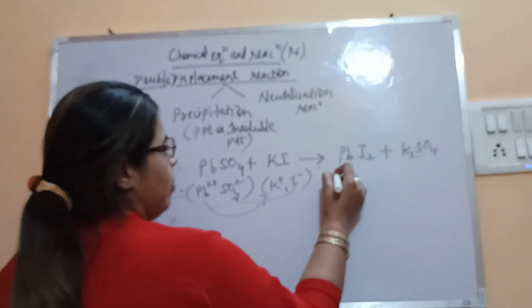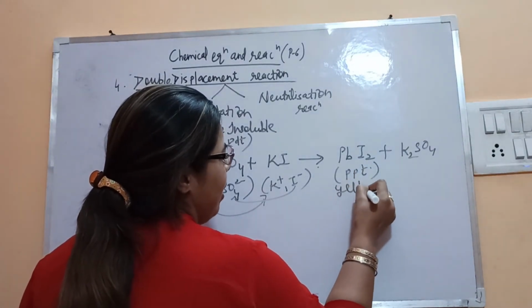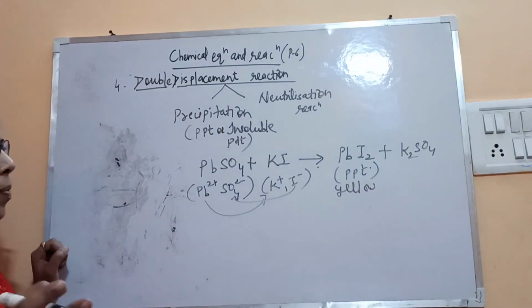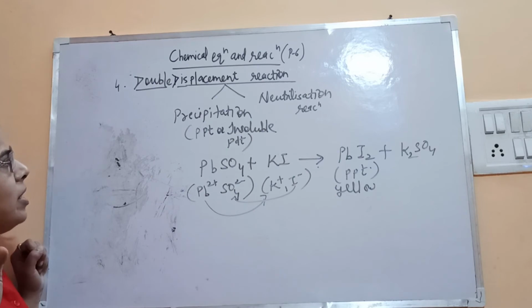So here PbI2 is the precipitate. In this case it is a yellow precipitate. The color, if you don't know, it's not a problem, but the precipitate you should know, that a precipitate of this substance gets formed. Okay, so this is the precipitation.